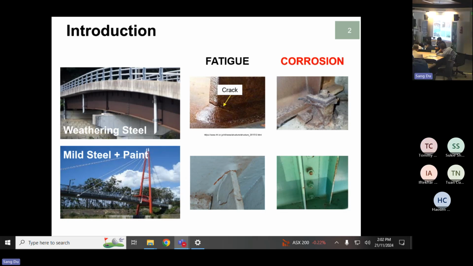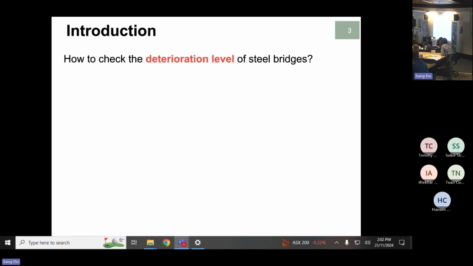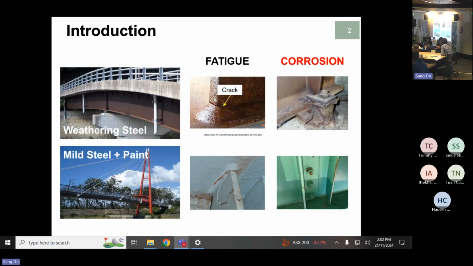To the steel bridges. In Japan, and in the world, we have weathering steel bridges or mild steel plus paint. We use steel materials for bridges. When we think about the deterioration of steel bridges, fatigue and corrosion are the main reasons, and I am focusing on corrosion deterioration.